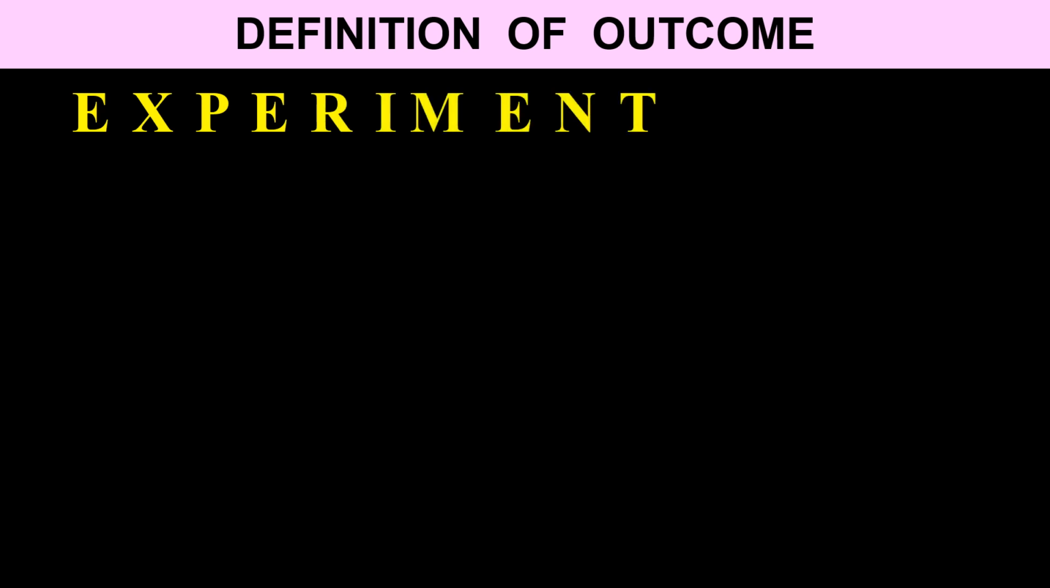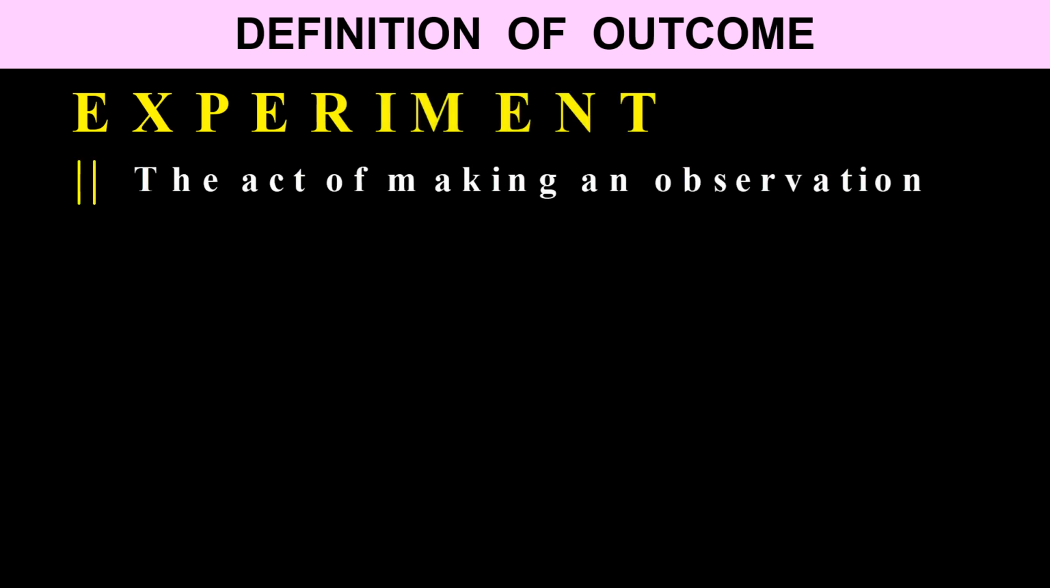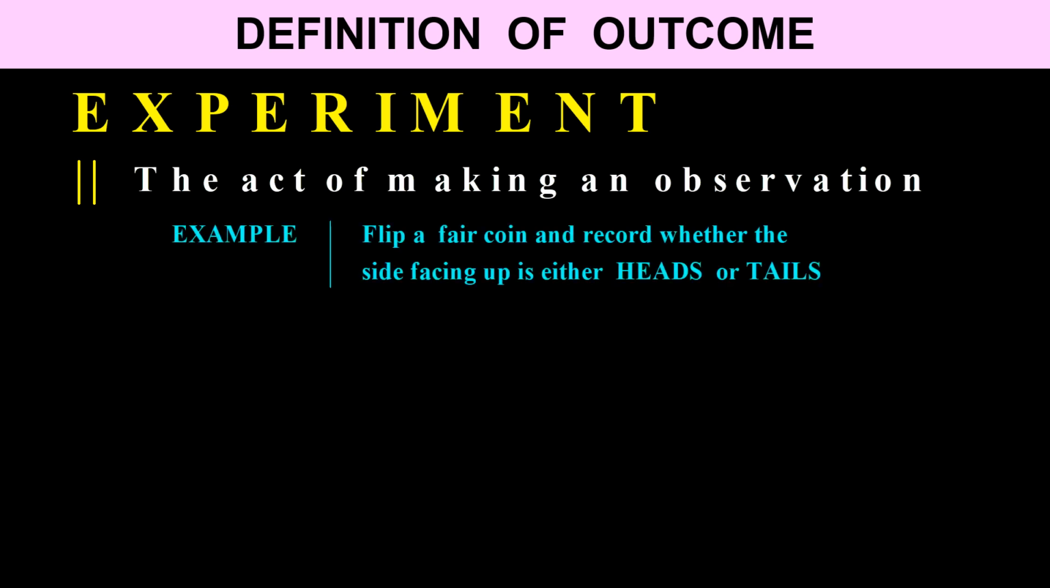Now let's look at the definition of some of the terms we've actually used here. An experiment is the act of making an observation, right? So if you do something, you observe tossing a coin or flipping a die, rolling a die. For example, you flip a coin and you record whether the side is facing heads. So that is an experiment, right? You flip a coin and you keep a record of whether it's landing heads up or tails up.